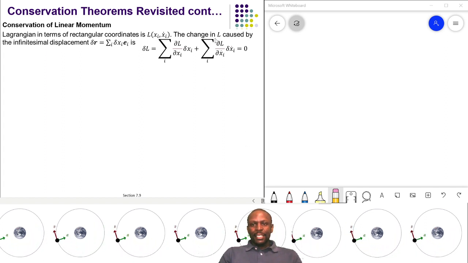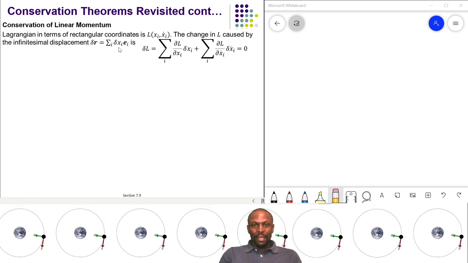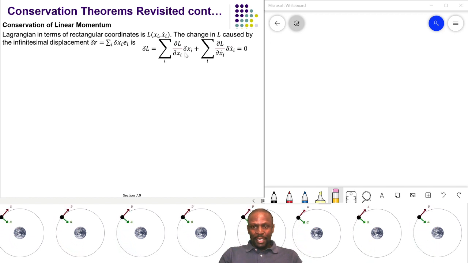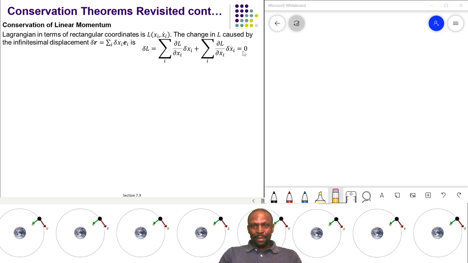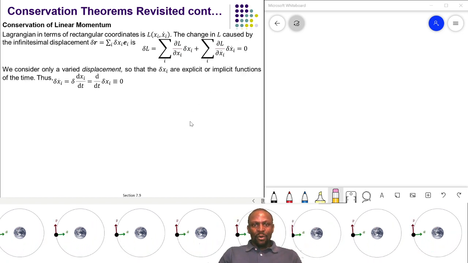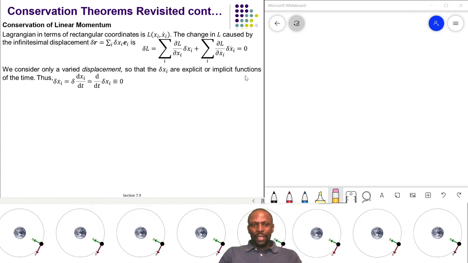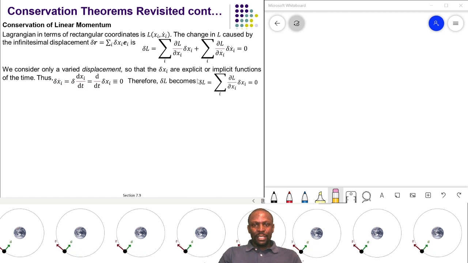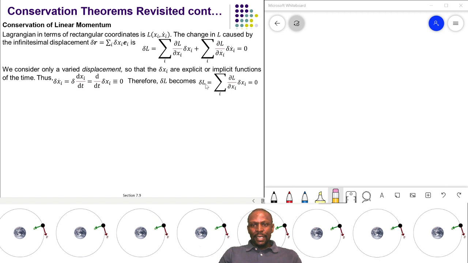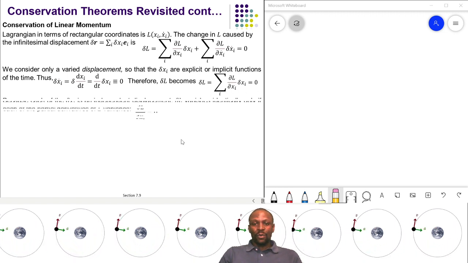And then the change in L caused by the small displacement is just given by this equation. Therefore, we can just write this Lagrangian in terms of this. That must just be equal to zero. Now, if you consider only the varied displacement so that the x are explicitly a function of time, this is what you have for that. And therefore that term becomes this, and that must be equal to zero.